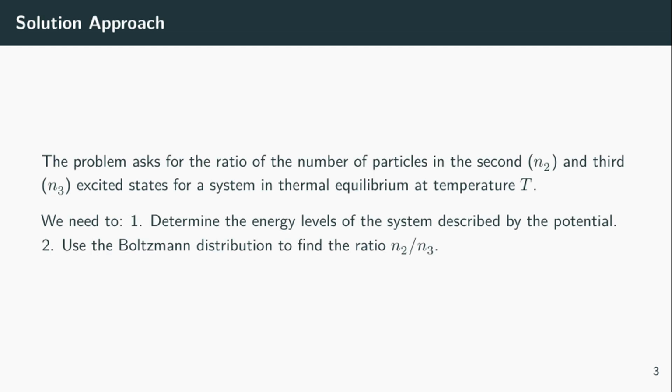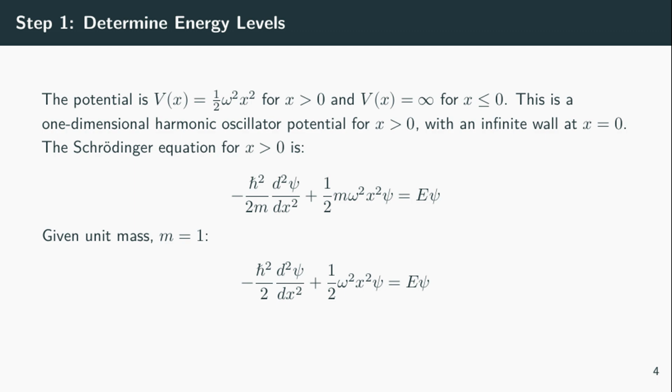So how do we approach this problem? We need to find the ratio of particle numbers in the second and third excited states for a system that's in thermal equilibrium at temperature T. To do this, we need to follow 2 main steps. First, we have to figure out the energy levels for this particular system, which is described by that potential. Second, once we have the energy levels, we'll use the well-known Boltzmann distribution to calculate the ratio N2 over N3. Let's dive into step 1, determining the energy levels.